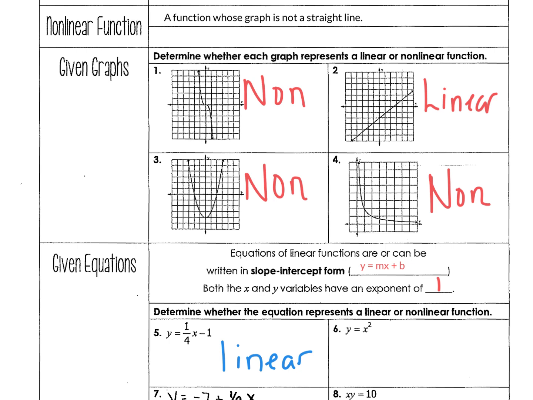As soon as I look at the next one, I notice that this has an exponent of 2. Can't have exponents. It will not form a linear equation. So this one would be a nonlinear equation. Then when I look at number 7, I also notice that this is in the form of y equals mx plus b. -7 is my y-intercept, 1/2 is my slope, so this is linear.